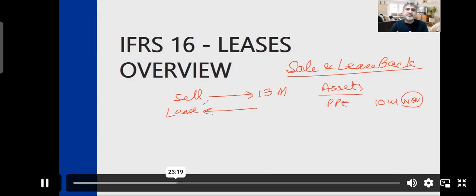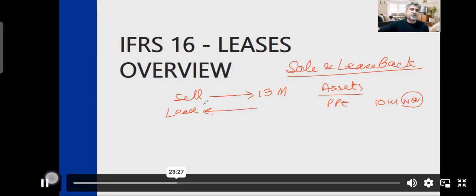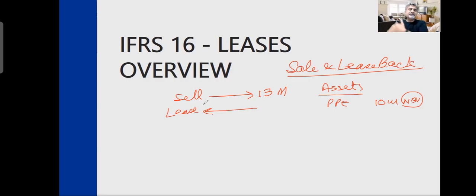It is a premises. You are not leaving the premises, or it is an equipment, and you are not going to stop the production. You will continue your production process. So you need the asset. But what you do, you sell it to a third party, and then you lease it back. You probably lease it back for 2 million per year. You made a new contract.